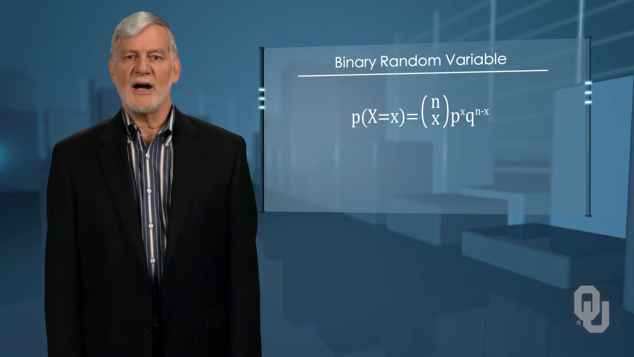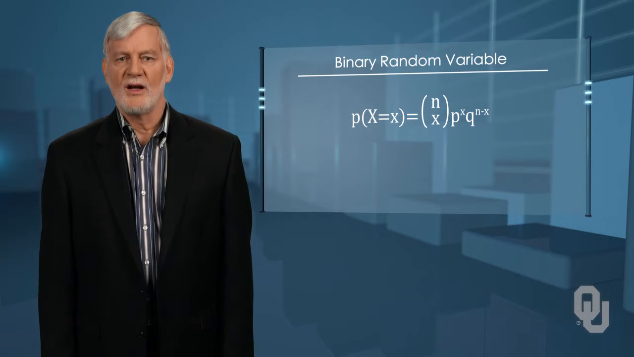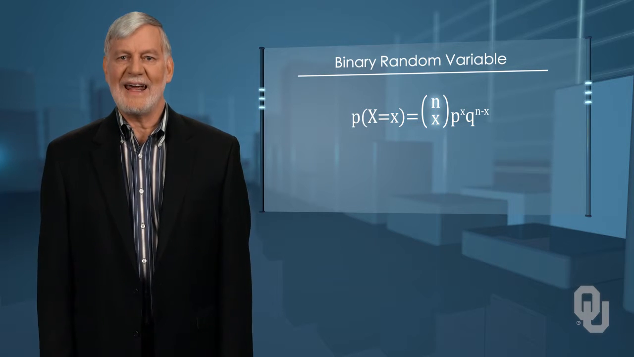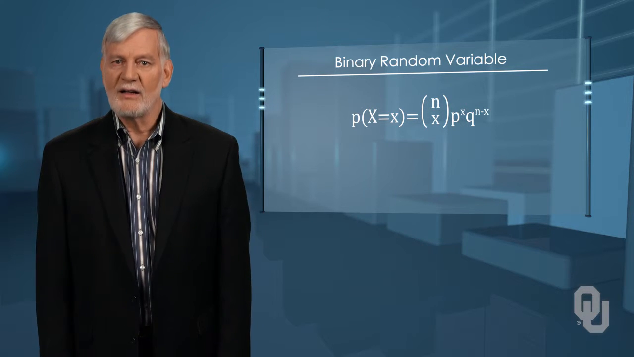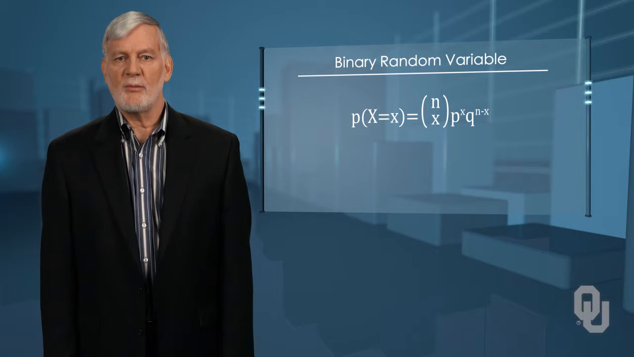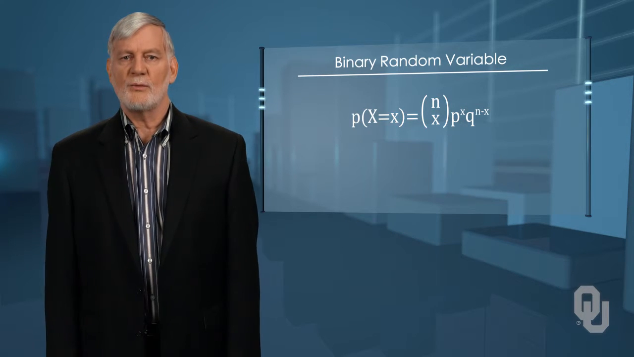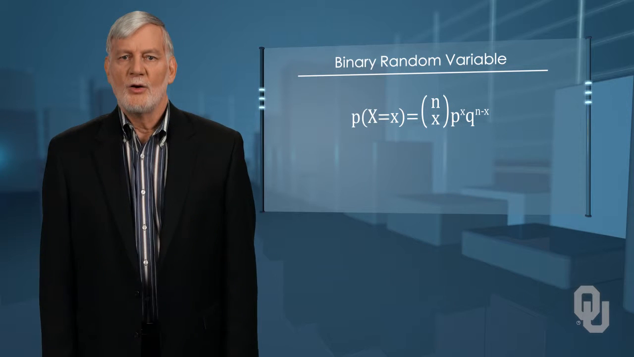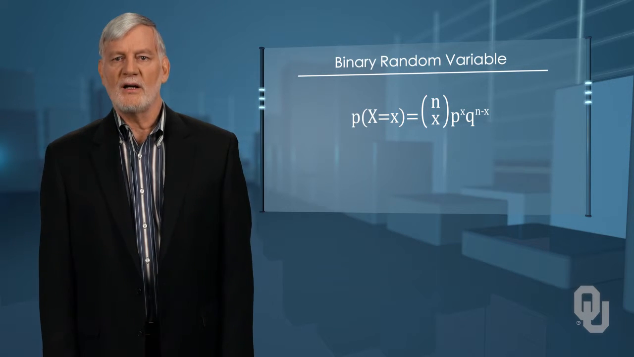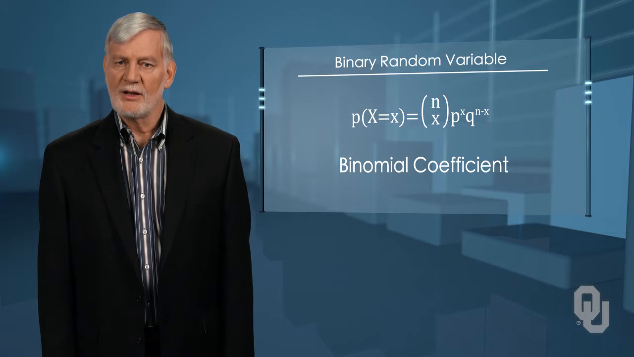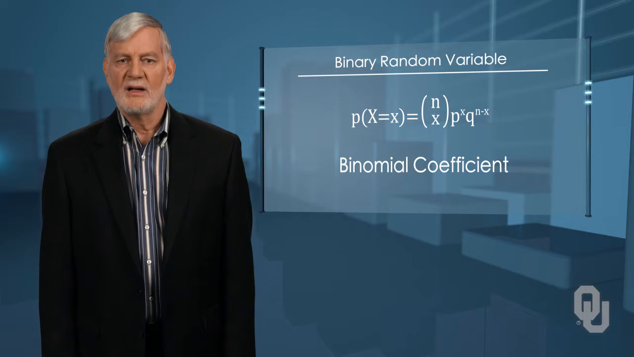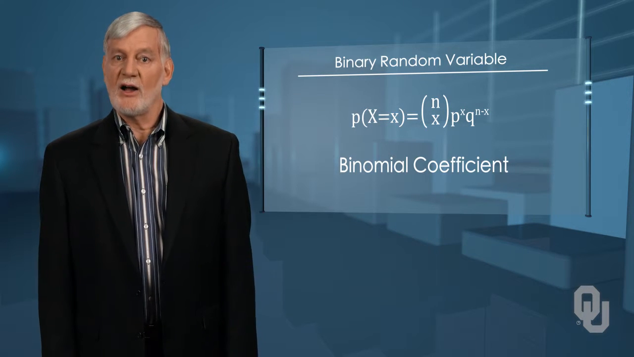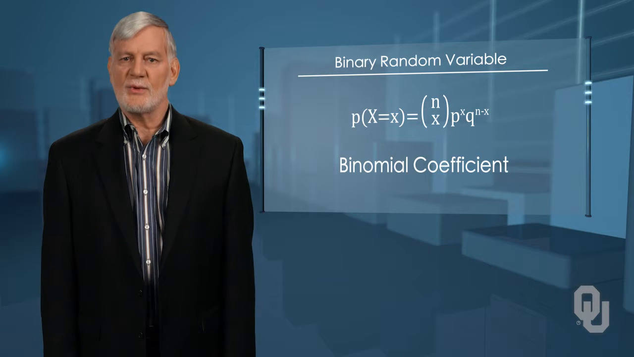Here is the formula for the binomial probability density function, where P of X equals x is the probability of x successes in n trials, and the probability of a success in any one trial is p. Therefore, the probability of a failure is q, which is equal to 1 minus p. We can see now why the combinatorial formula is also called the binomial coefficient, because it reappears here again in the binomial probability function.